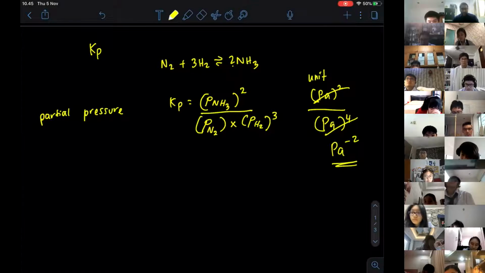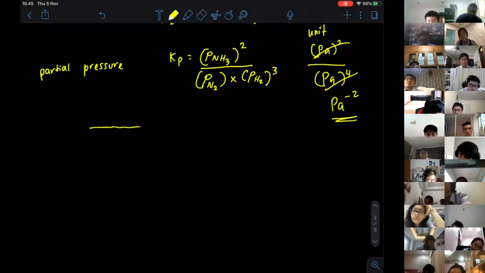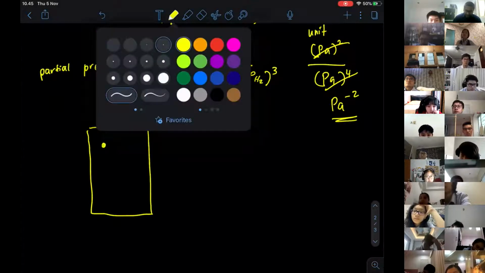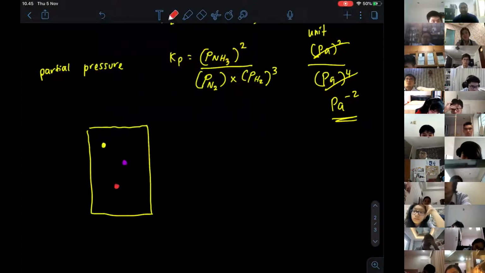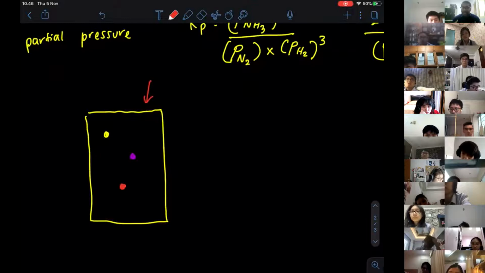Okay, but maybe some of you will get confused about what is partial pressure. So I'll explain to you what is partial pressure. Let's say this is a particular container, a closed container. Whatever particles you have inside, they will contribute to the pressure. Imagine you have 3 particles over there, and all these 3 particles will contribute to the pressure towards the wall of this container. They are going to hit the container and then they will contribute towards that pressure.